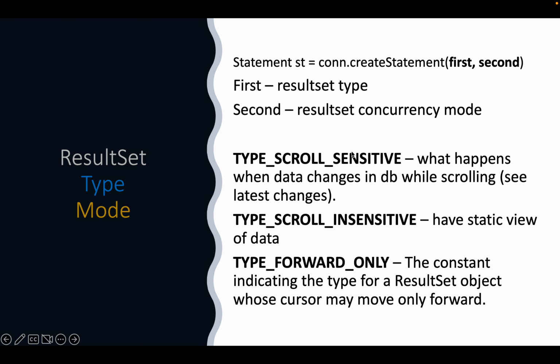When it's type scroll sensitive, it means that if data changes in the DB while you're scrolling or iterating, you will see the latest changes. So it's sensitive to the changes. The one that is insensitive will always give you a static view. You don't see changes. The one that says type forward only means the result set object's cursor can only move in the forward direction.